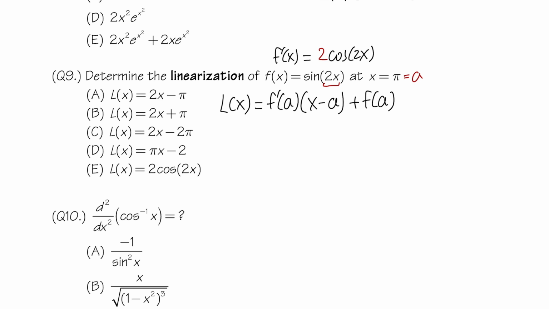Let me perhaps do everything here. f prime of a, which is pi. This right here is 2 times cosine of 2 pi. Okay, cosine of 2 pi is cosine of 0, which is just 1. And then 1 times 2 is just 2. So all in all, this is 2.